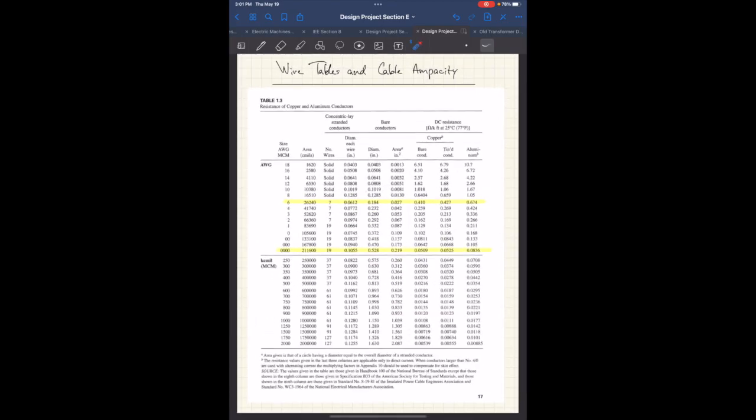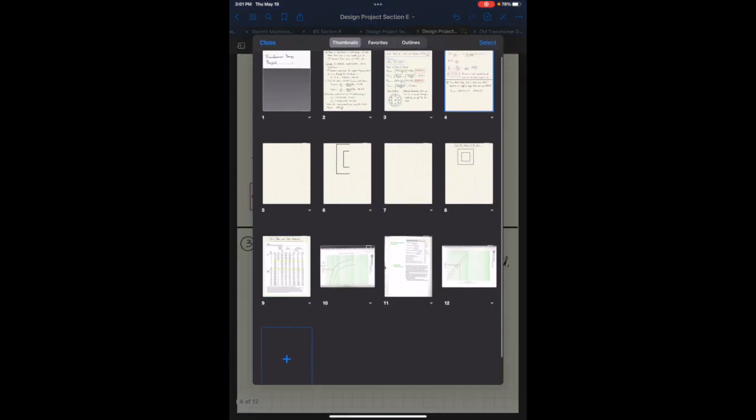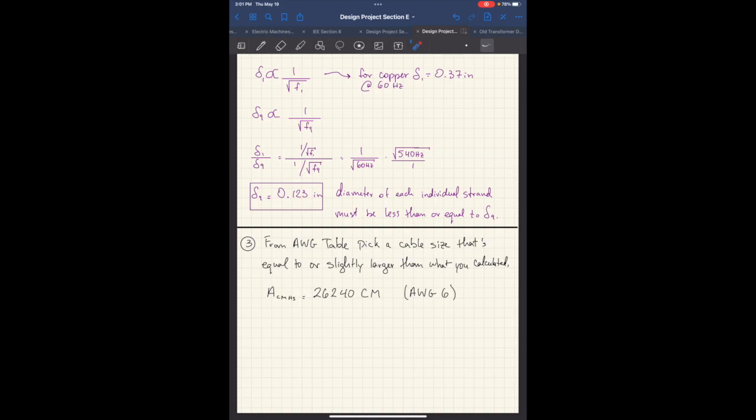Now let's go back. And for the low side, the circular mill area was going to be the 211,600 circular mill. This corresponds to AWG 4/0. 4/0 is just the 4 zeros, like this. Okay.